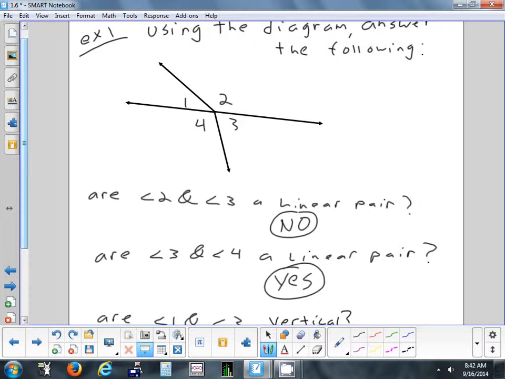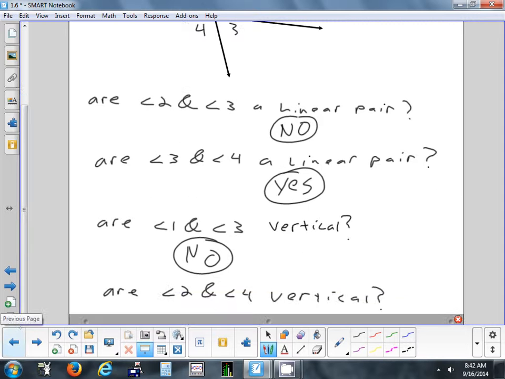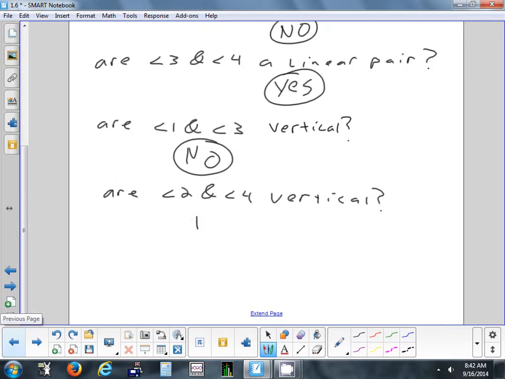No. Okay, we have one pair, the side pointing left and the side pointing right, those are opposite rays. But the one that's pointing up and the other one that's pointing down, they're not opposite rays. Okay, so the last question, answer is no.